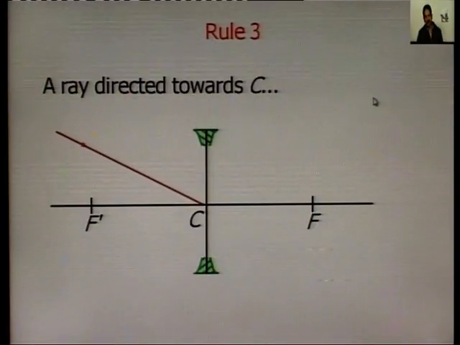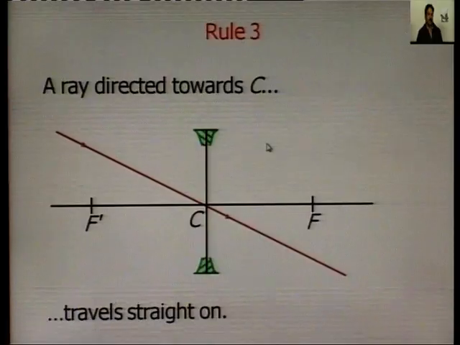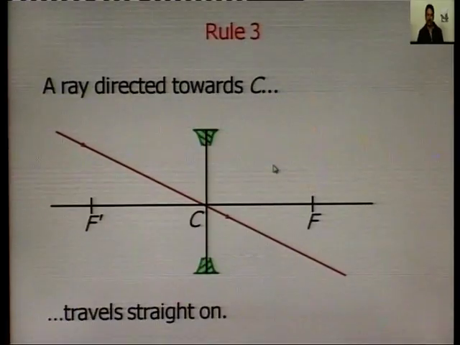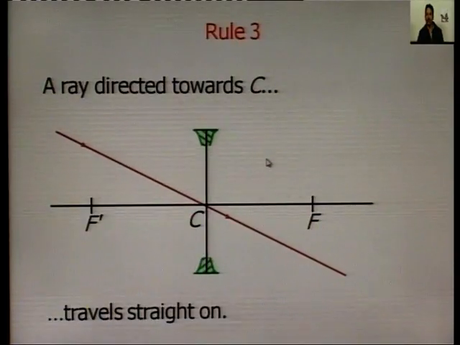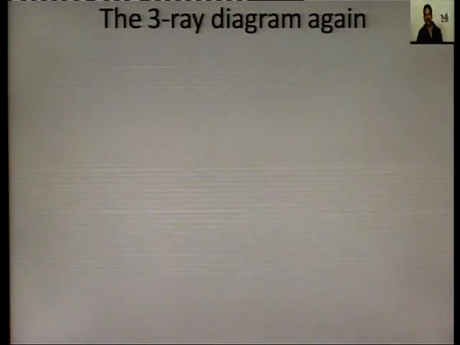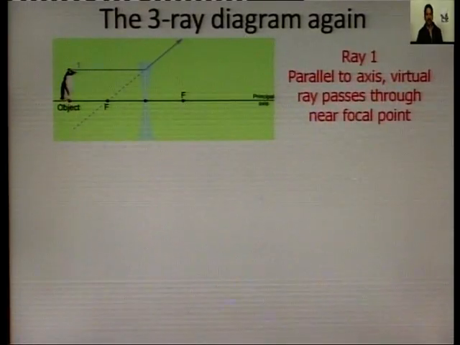And rule 3, a ray directed towards the optical center of the lens will pass undeflected, as is the case with the convex lens. So, these are three rules for construction of image by a concave lens. Let us discuss these three rules again with the help of a diagram.